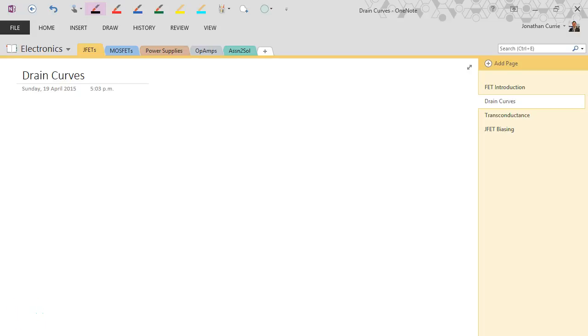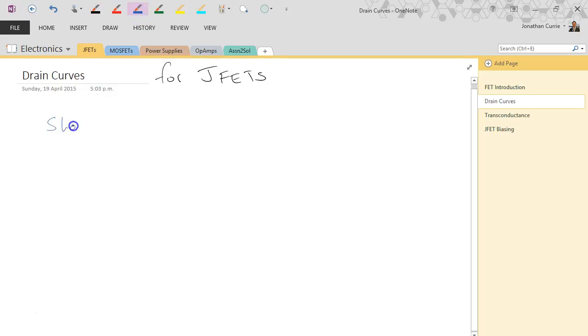Alright, in this video we're going to be having a look at drain curves for JFETs specifically. But they are equally applicable, the same axes with the same way we read them, for other types of field effect transistors. And they're very similar to collector curves that you would have looked at for BJTs.